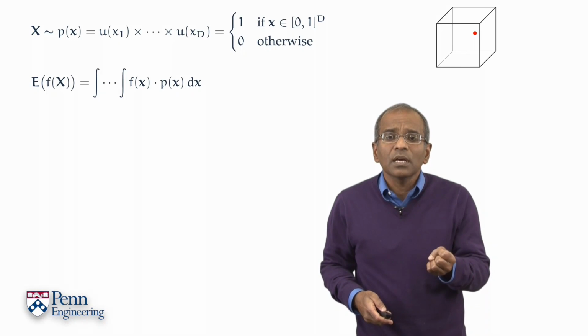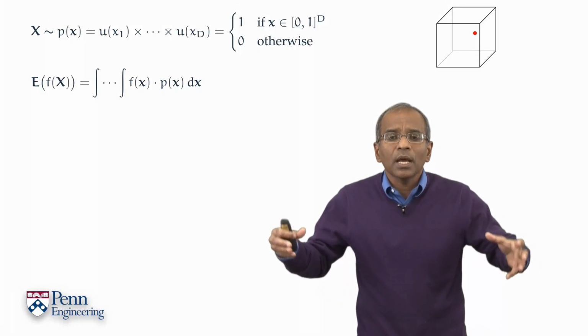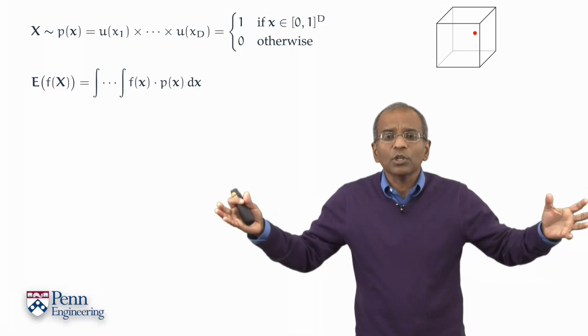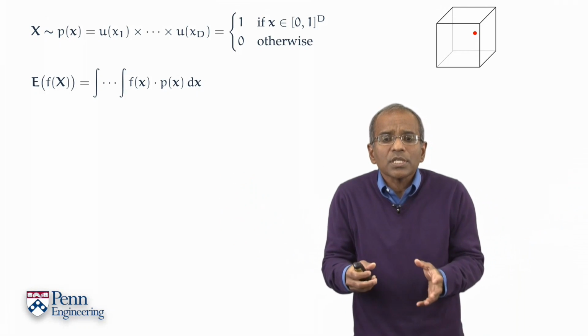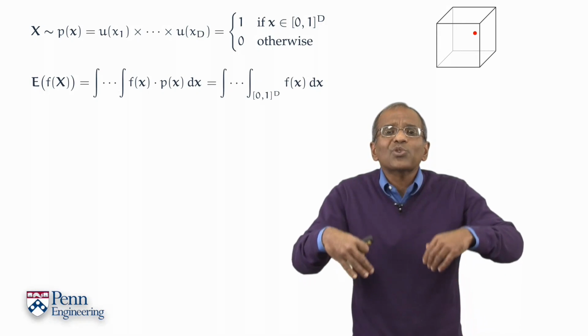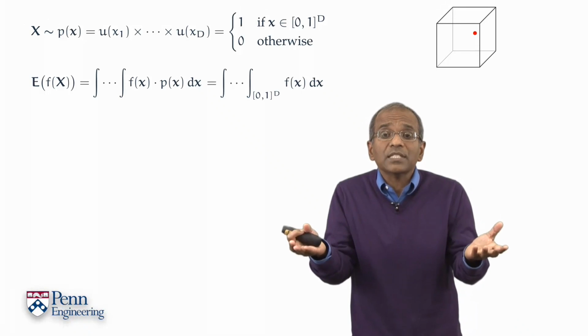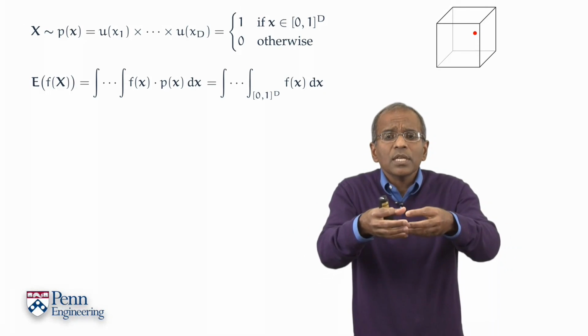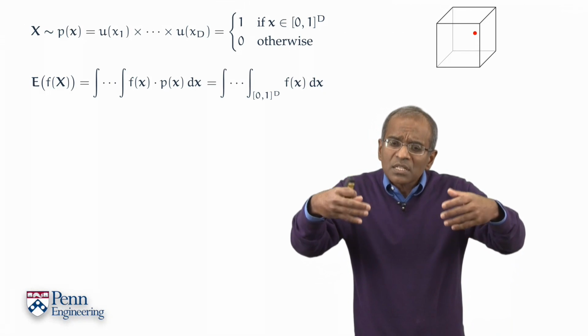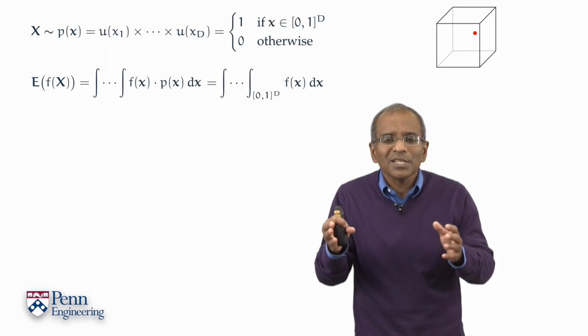Recall, p of x is 1 inside the unit cube and 0 outside. So this big integral collapses into just an integral over the unit cube. There's no contribution from outside the unit cube. And inside the unit cube, p of x is identically 1. And so this integral collapses to a slightly simpler looking integral. Still formidable, but simpler.